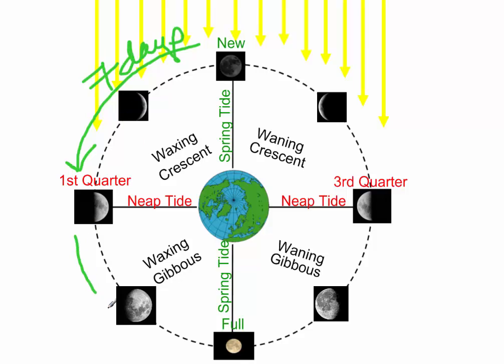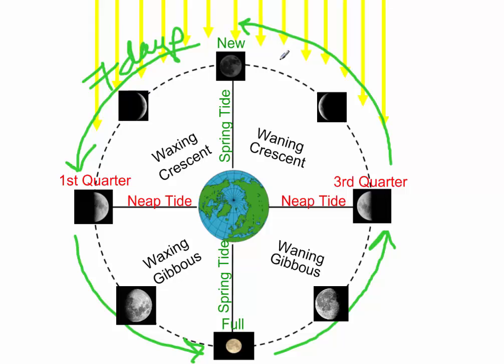7 days from there, 7 days here, 7 days here, 7 days here, for a total of 28 days. So we can ask a lot of questions using this knowledge. If it was a new moon, what type of moon phase would it be in 14 days? 7 days, 7 days. It would be a full moon.